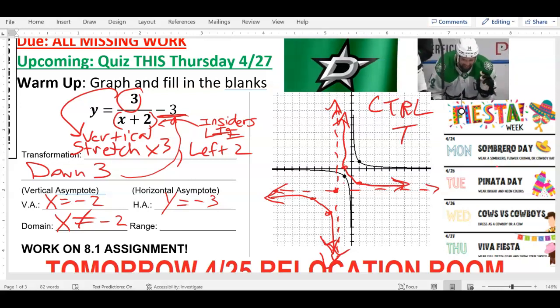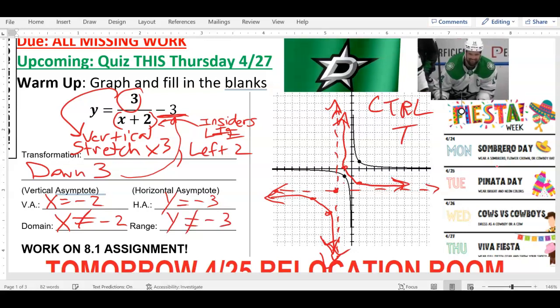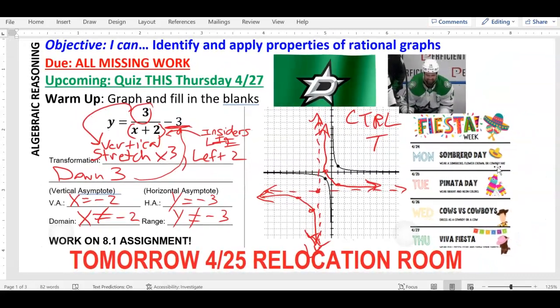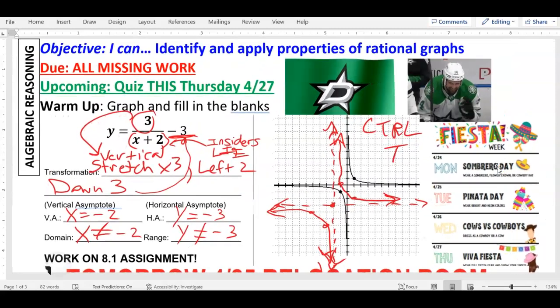And then the range, same thing. It's not touching at -3, so you put a slash. Y is not equal to -3. Okay. Now I know it's a lot all at once, but again, you got to bring them.